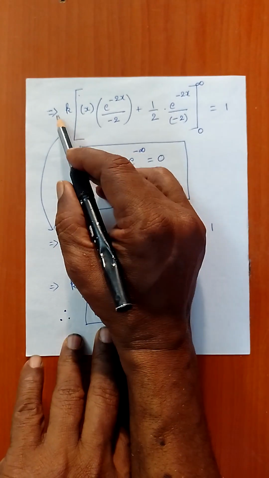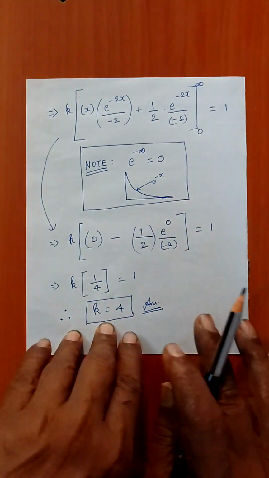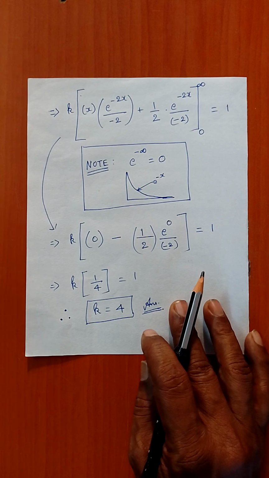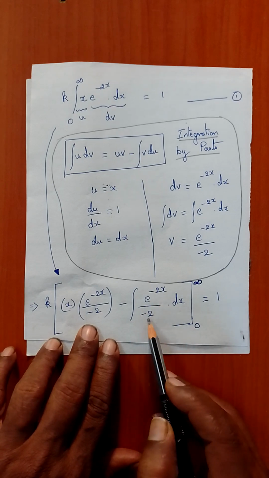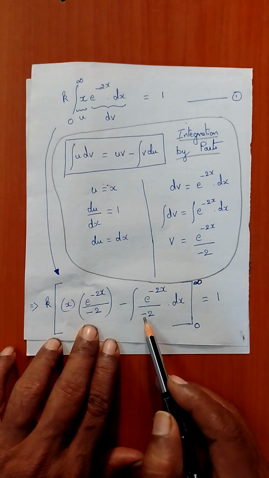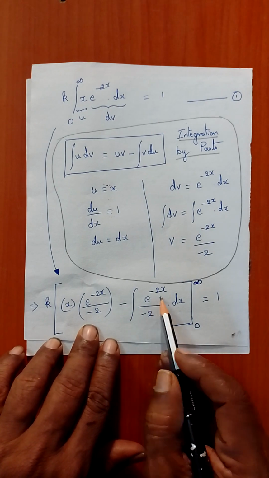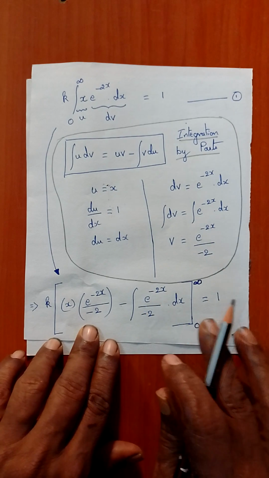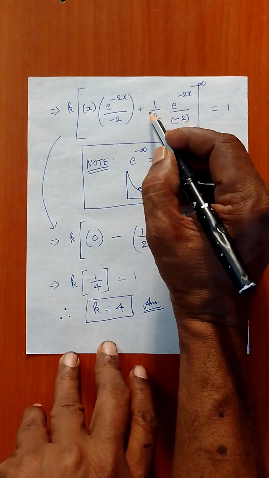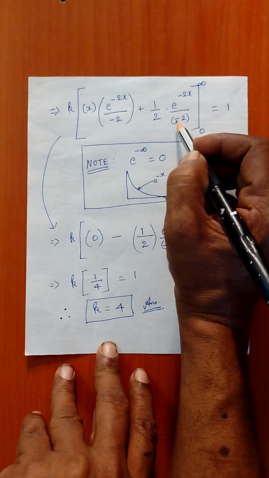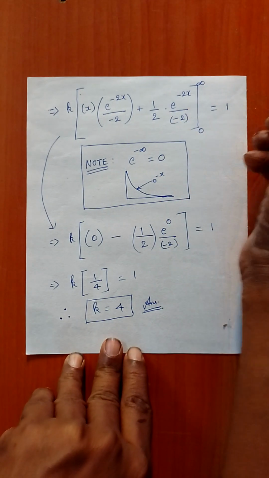I have written the same equation as it is. Now, see here, we have integral e power minus 2x by minus 2 into dx. If you integrate this, minus and minus will become plus, and 1 by 2 will be taken outside. e power minus 2x integrated gives e power minus 2x by minus 2. So 1 by 2 is taken outside, e power minus 2x by minus 2. Now, the upper limit is infinity, the lower limit is 0, which is equal to 1.